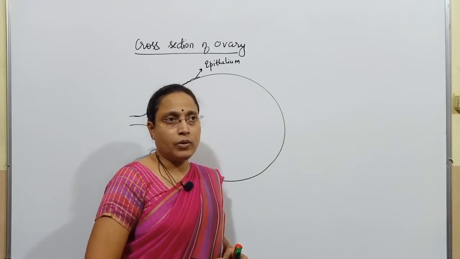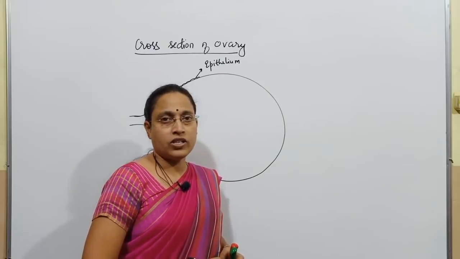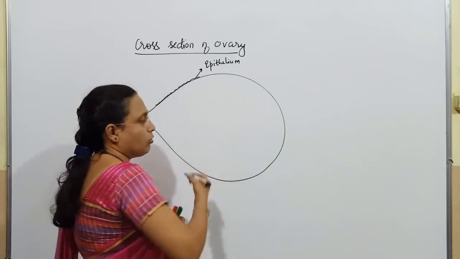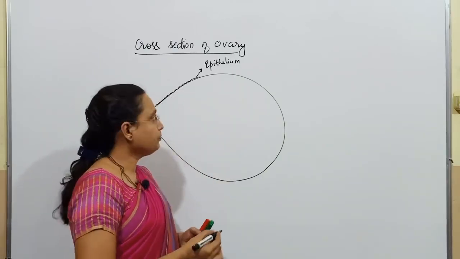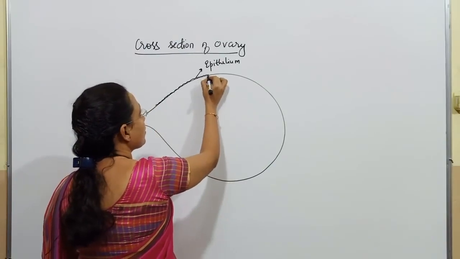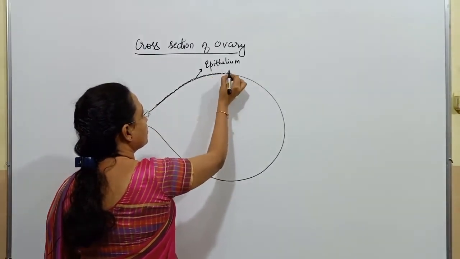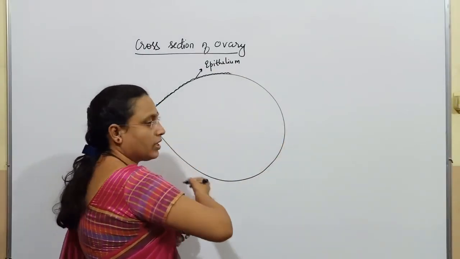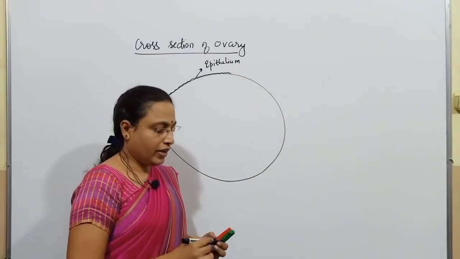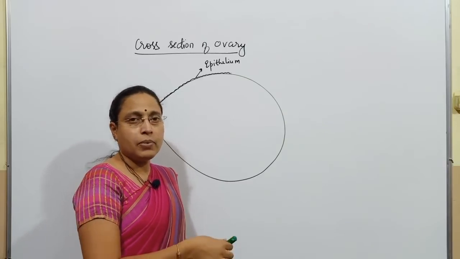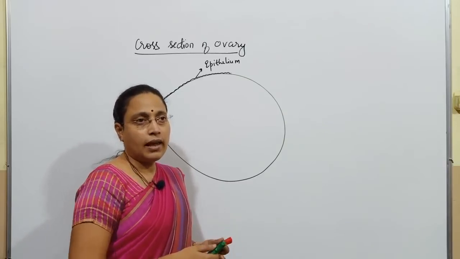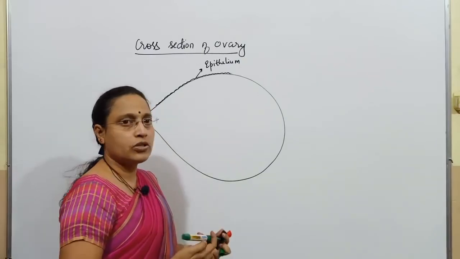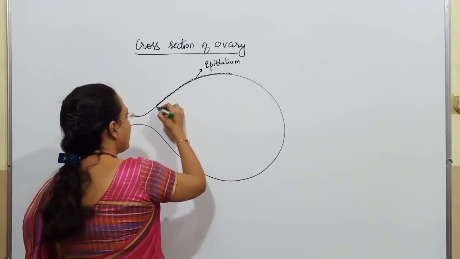However, the primordial germ cells do not originate from the germinal epithelium. So you can also just call it epithelium. This complete outer covering is made up of epithelium. Just below the epithelium, there is a layer of tough connective tissue called tunica albuginea.